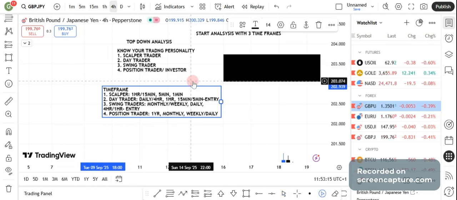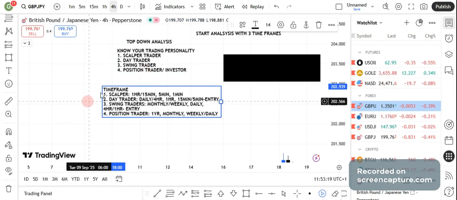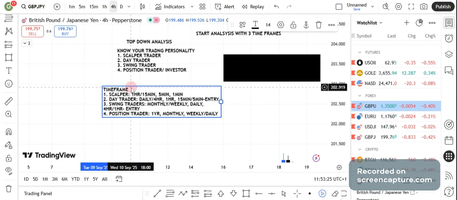Okay, so here, the platform I'm currently using is TradingView. You have to understand this before you can say you want to understand more on market structure, which was our previous class, because we talked about market structure. Before you can say you want to understand market structure, you have to understand top-down analysis. Okay, top-down analysis.